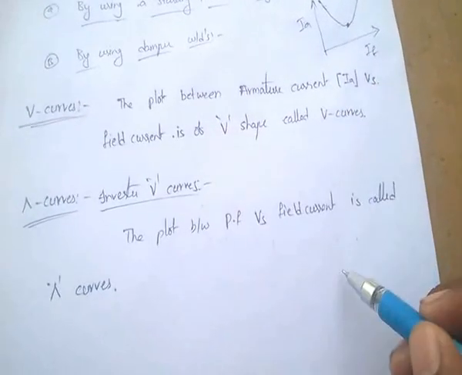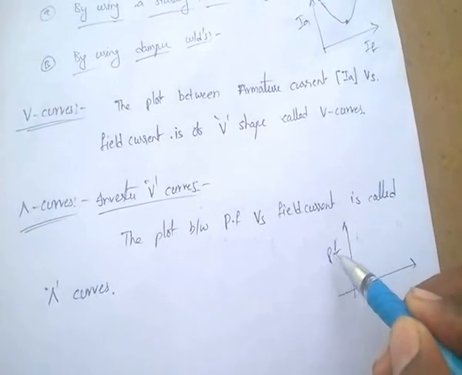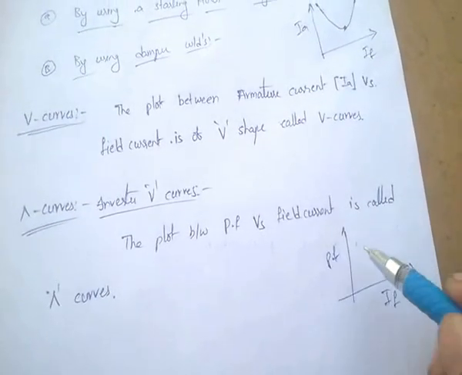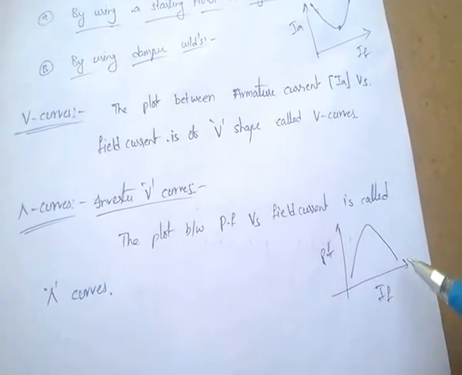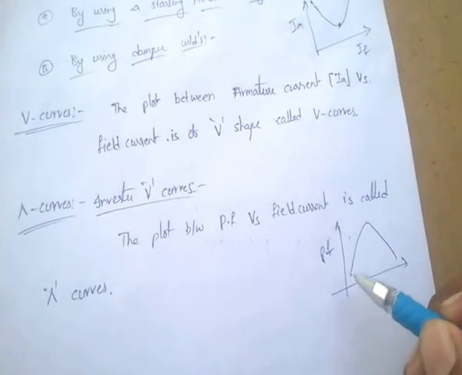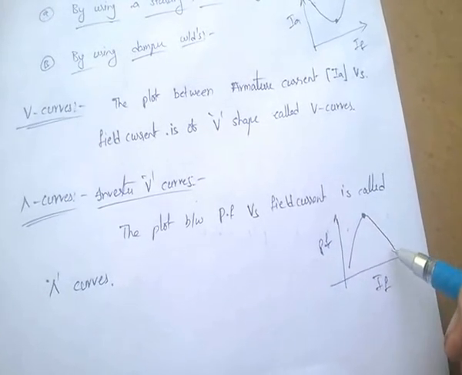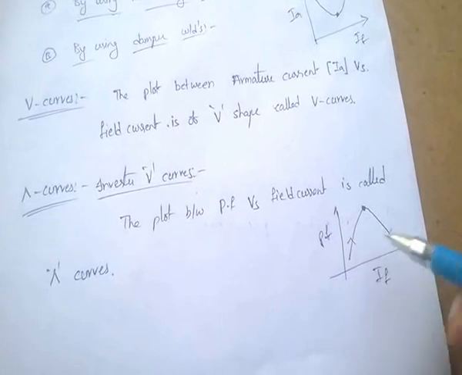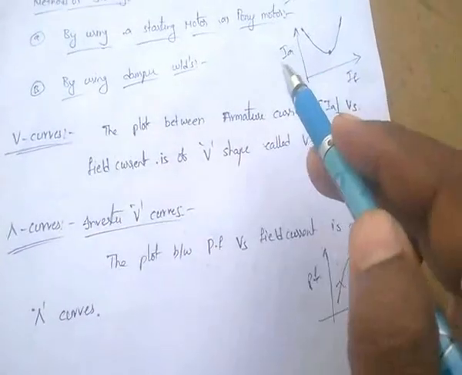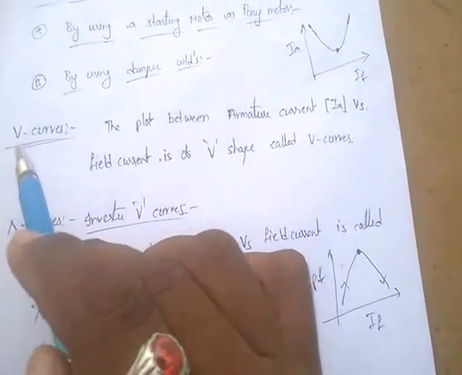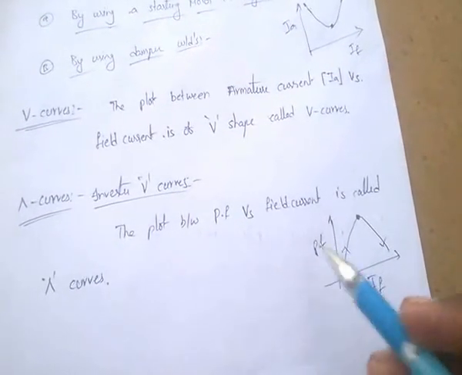And inverted V curves are the plot between power factor and field current. That means at low IF the power factor is also low, it increases to a certain point, and then it decreases. Once again, very, very important: V curves are plotted between armature current IA and field current IF. Inverted V curves are plotted between power factor and field current.